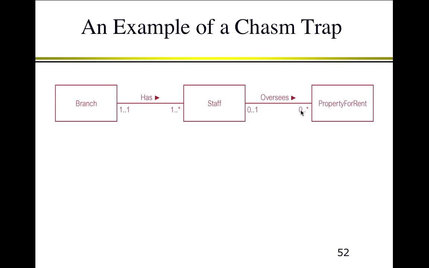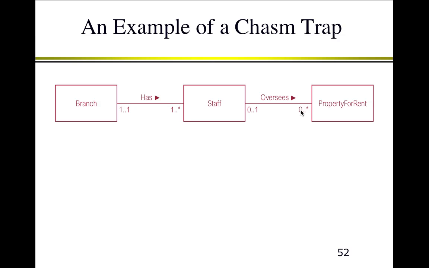Problem number 2. We have a path, but we have no way of getting there. So we have a branch that has staff that oversees property for rent. Looks pretty good, actually. When you start looking at these diagrams, it looks pretty good. It's either you're tired because you don't want to look at diagrams anymore, or it's like, well, I can't see any problem with it. It looks good.